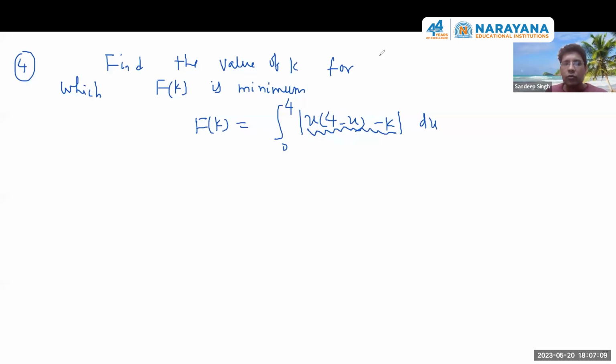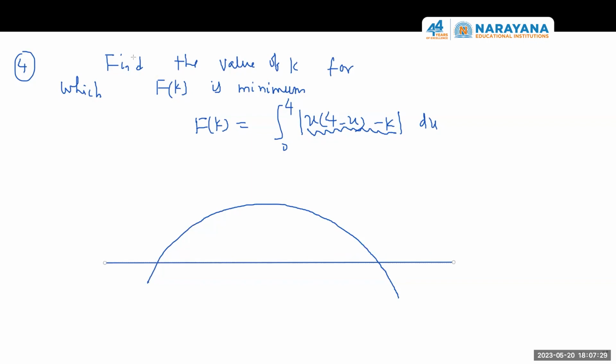This is a parabola, x into 4 minus x, a parabola facing downwards. Correct. So let me draw the parabola first. So this is a downward parabola. And what are the values? 0 and 4. And y equal to K is a line.